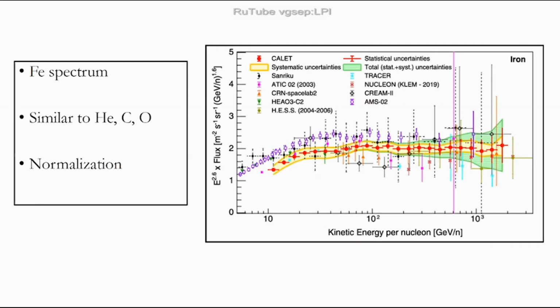Moving to heavier elements, sorry, in this plot are shown the iron spectrum measurements. Again, you can see the typical band of the systematic errors, and we have similar considerations to those already made for all other elements. We have an agreement of the shape. There is a hardening around 100 GeV per nucleon, and there is a general problem of normalization of these spectra.